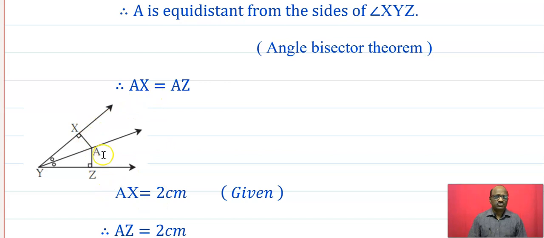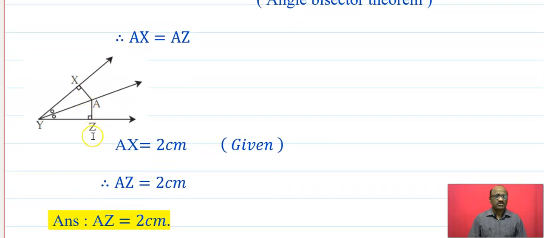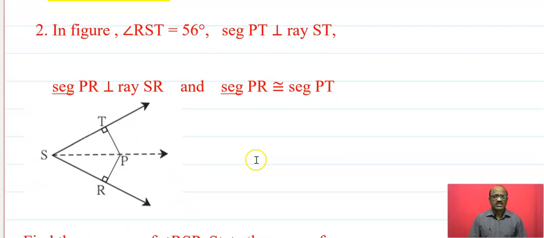AX is equal to 2 centimeter. Therefore AZ is also equal to 2 centimeter. That is, every point on the angle bisector is equidistant from the two sides of the angle. Therefore AZ is equal to 2 centimeter.